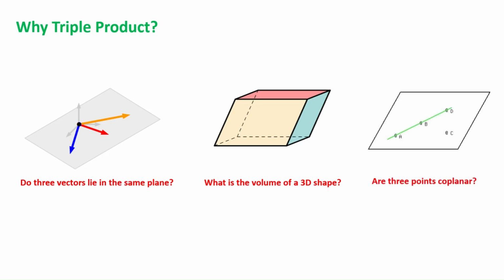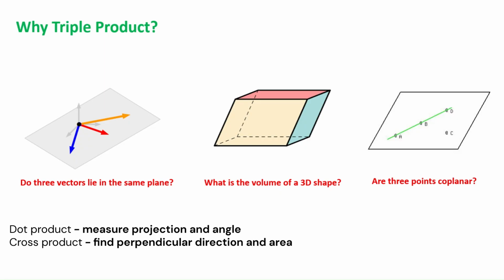Are 3 points coplanar? So far, we have learned: dot product helps us measure projection and angle. Cross product helps us find perpendicular direction and area. But in 3D geometry, these are still not enough to calculate volume. So the triple dot product helps us answer these three critical questions in 3D geometry. This is why the triple product is a cornerstone in computational geometry.